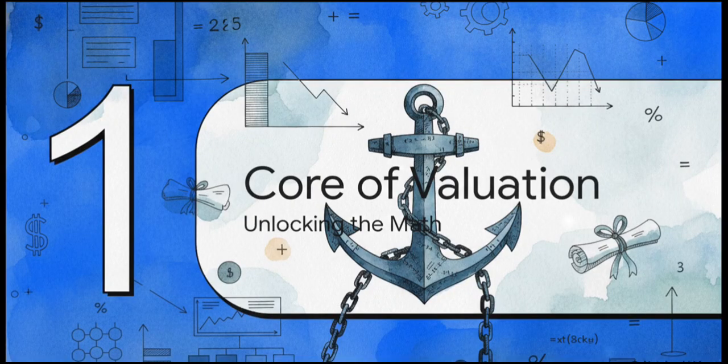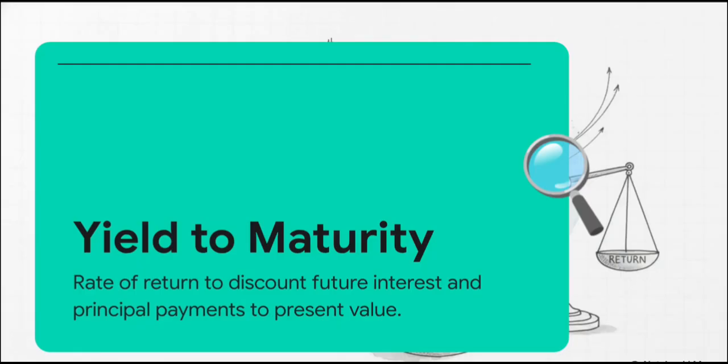Let's unlock the math behind the market. Before we can understand the market, we've got to unlock the underlying math. At its most basic level, a bond's market price is really just the present value of all its expected future interest and principal payments. But to actually find that present value, we need a mathematical anchor, and that's the yield to maturity. This is a super crucial piece of jargon.